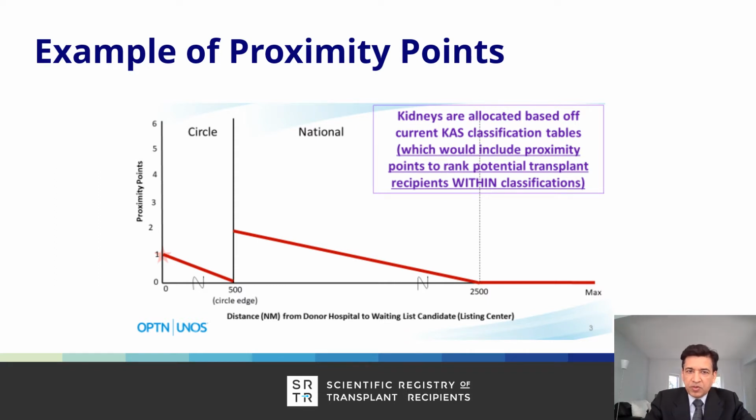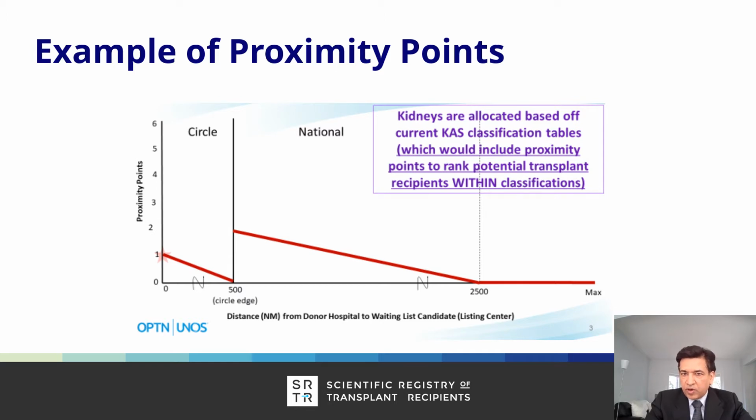Here is an example of how proximity points were included in the scenarios that we were asked to model. The points were awarded in a linear fashion, so candidates listed at the donor hospital at the center of a fixed distance circle would receive a maximum of 1 point, as per the scenario that's shown in the figure here. All other candidates would receive fewer points up to 500 nautical miles.